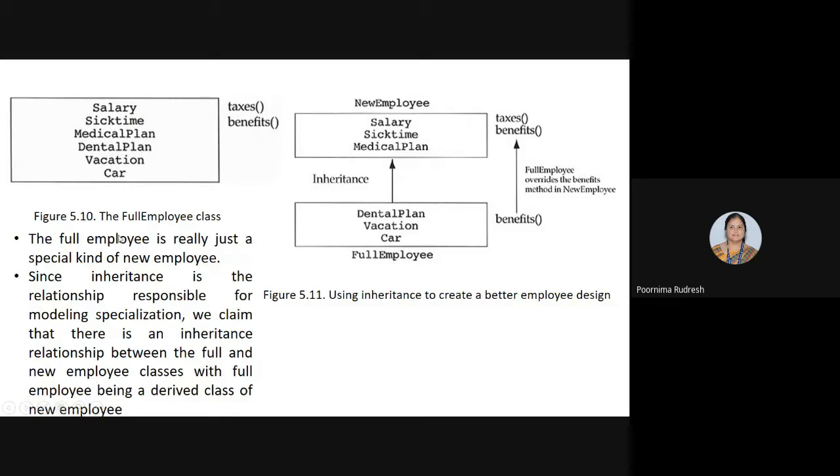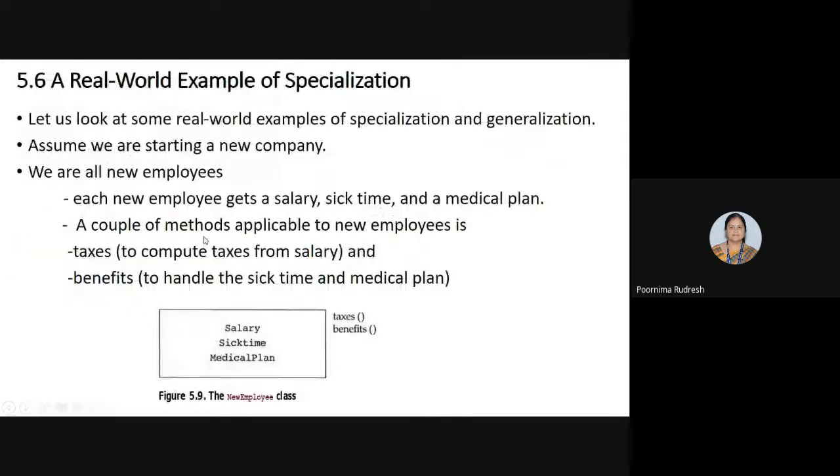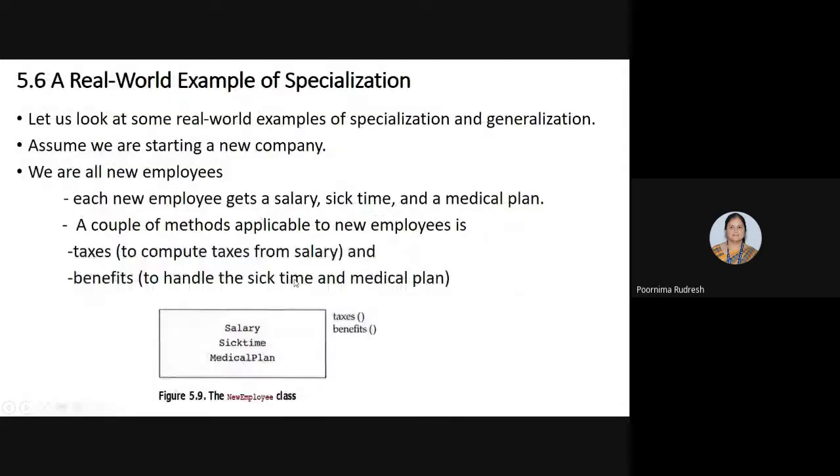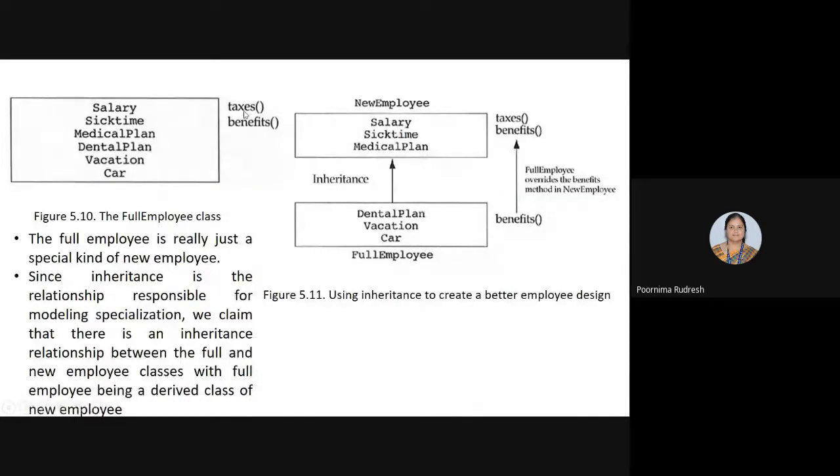Clear? So we have created a class called the full employee class from the new employee class. Now the new employee class is the base class. From this new employee class, a new class is created called the full employee class. The full employee class is a special kind of new employee class. Why? Because here we are using the inheritance relationship.